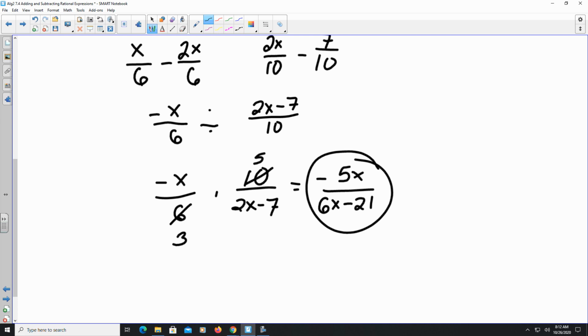I can't simplify that any further, so that is my simplified expression for that example. And that is being able to add and subtract rational expressions. Hope this helps. Until next time.